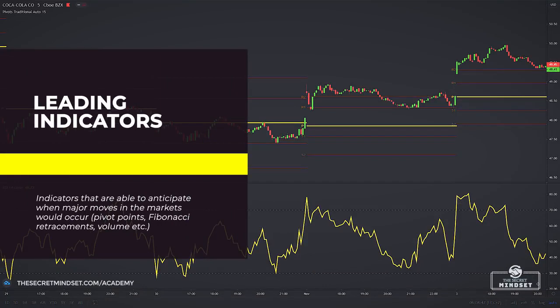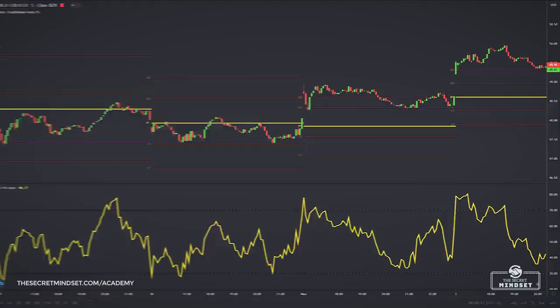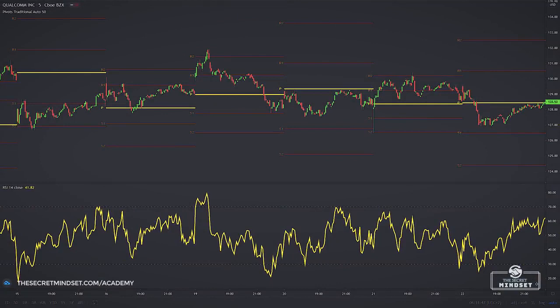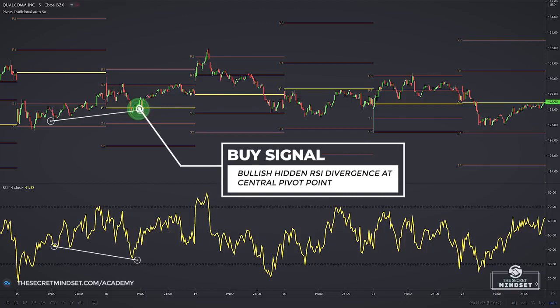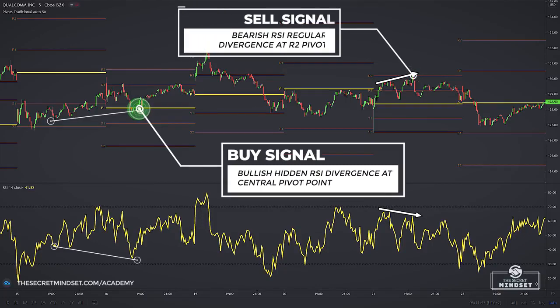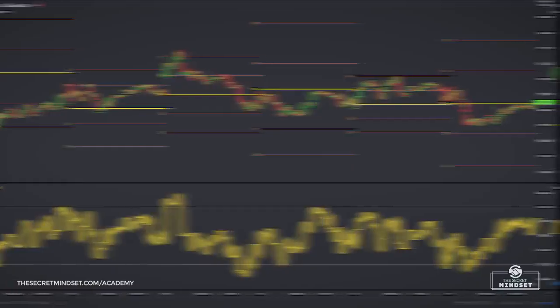The most effective leading tools you could use in combination with the RSI are pivot points and Fibonacci retracements. For example, plotting pivot points will allow you to know in advance several key levels for the next day, and if the price reaches the main pivot point, for example, there will be a reaction, a rejection, or a breakout. A high probability signal would be a hidden divergence on the RSI occurring at the central pivot point for the day, or a regular divergence occurring at the R2 level.